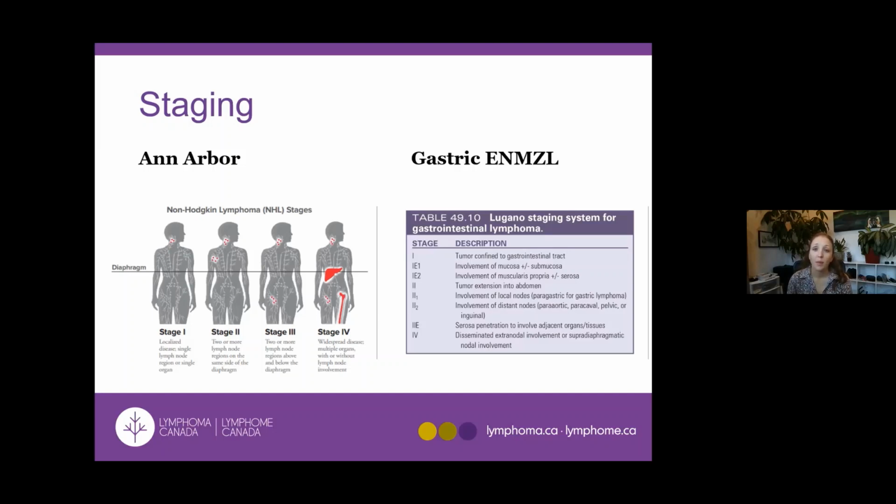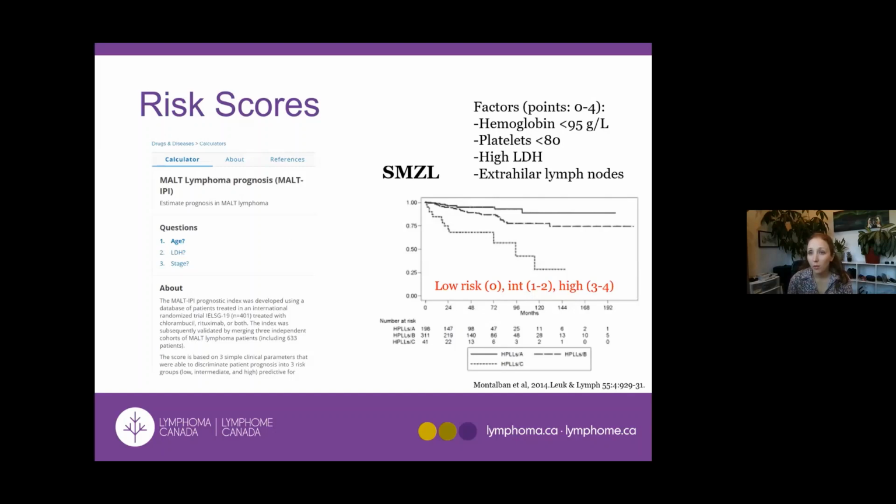And so there's other staging systems that can also be used, such as the TNM or Paris staging system, but this is the most common one that we would use for gastric MALT. And so the next step, once we've gathered all this information from baseline testing and from staging, is we can actually calculate risk scores. These calculators essentially exist on the internet. We can input a few variables and come up with whether we think people are low, intermediate, or high risk. So I just included the two most common ones that are used in marginal zone lymphoma.